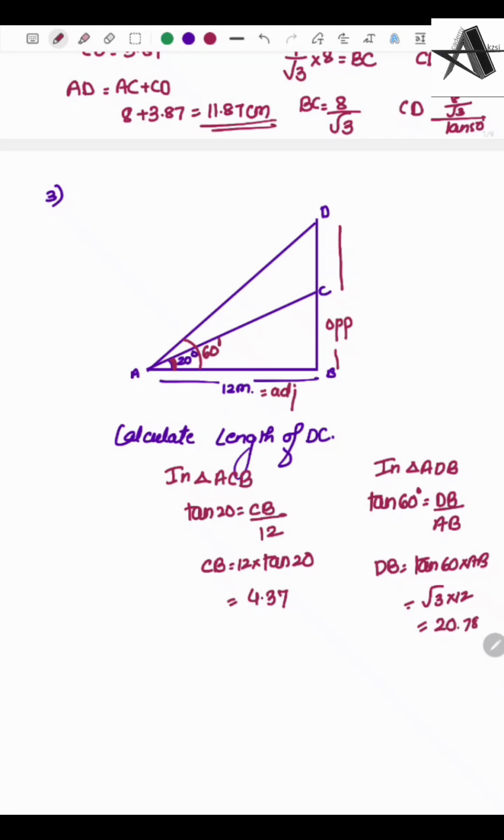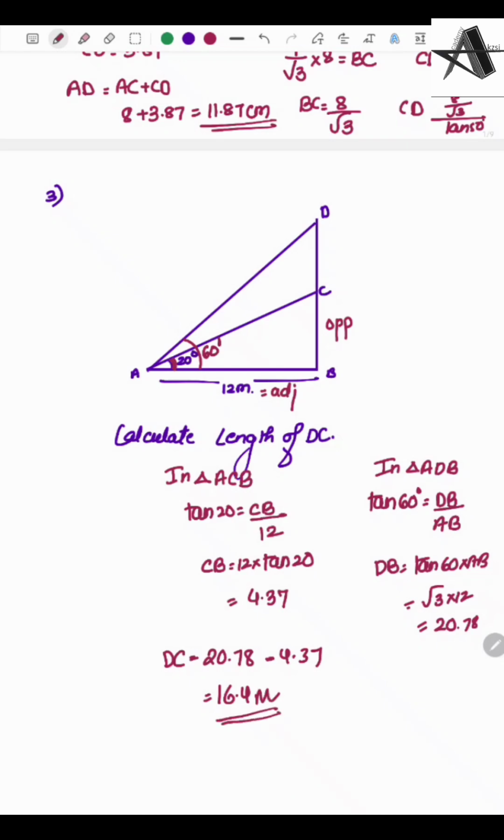20.78. If this whole is 20.78 and up till here it's 4.37, so this one remaining is definitely 20.78 minus 4.37. So finally I can say length DC is equal to 20.78 minus 4.37, which will give us the answer as 16.4 meters.